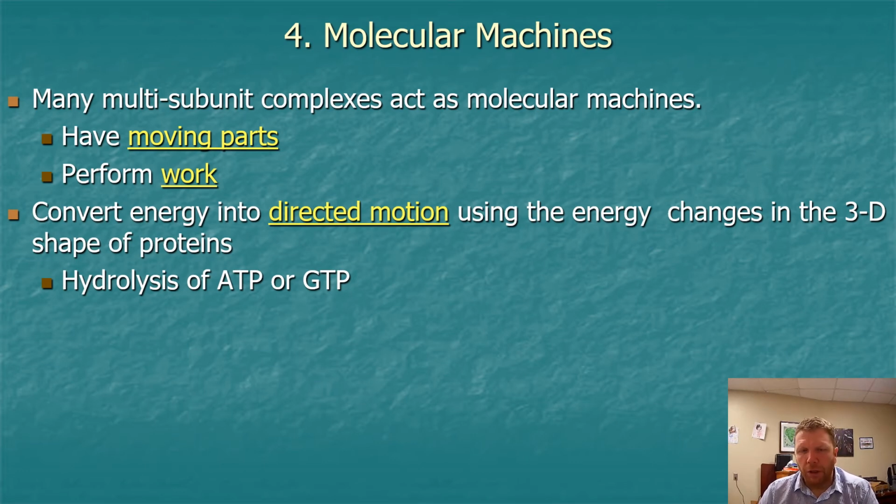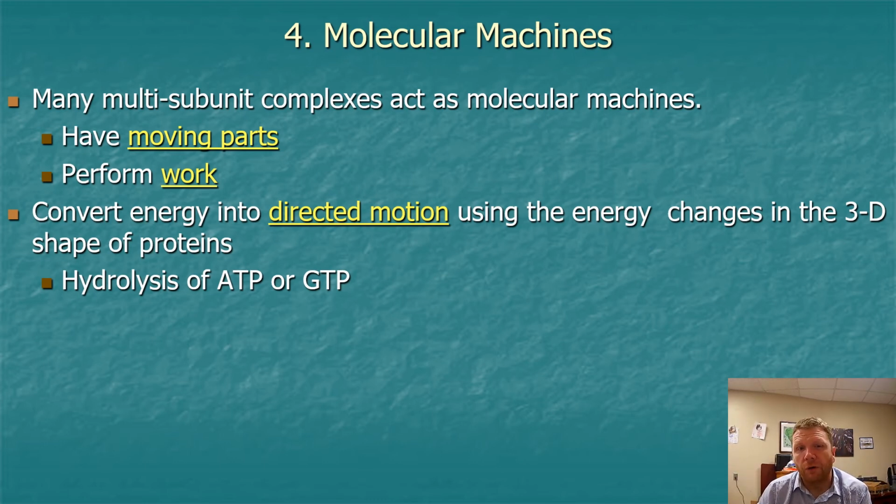Now, molecular machines are many-subunit complexes that have moving parts and they perform some sort of work. So whether that's translation, it could also be migration along an actin filament within a cell. They are going to carry out some sort of work to move one object from one part of a cell to another part of a cell.